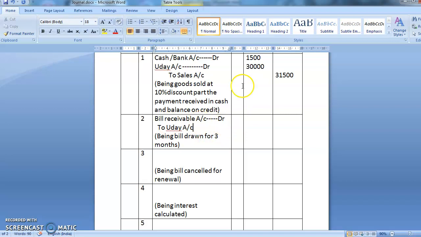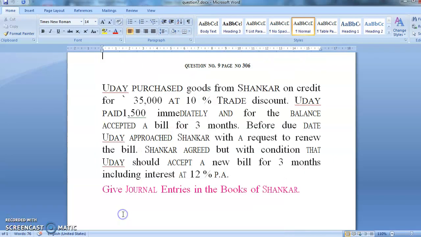So what is the amount of the bill? The amount of the bill is for the goods which are sold on credit. So credit is 30,000, so this will come to 30,000. Okay, understood? So we have passed the entry for selling of the goods and for making a bill.